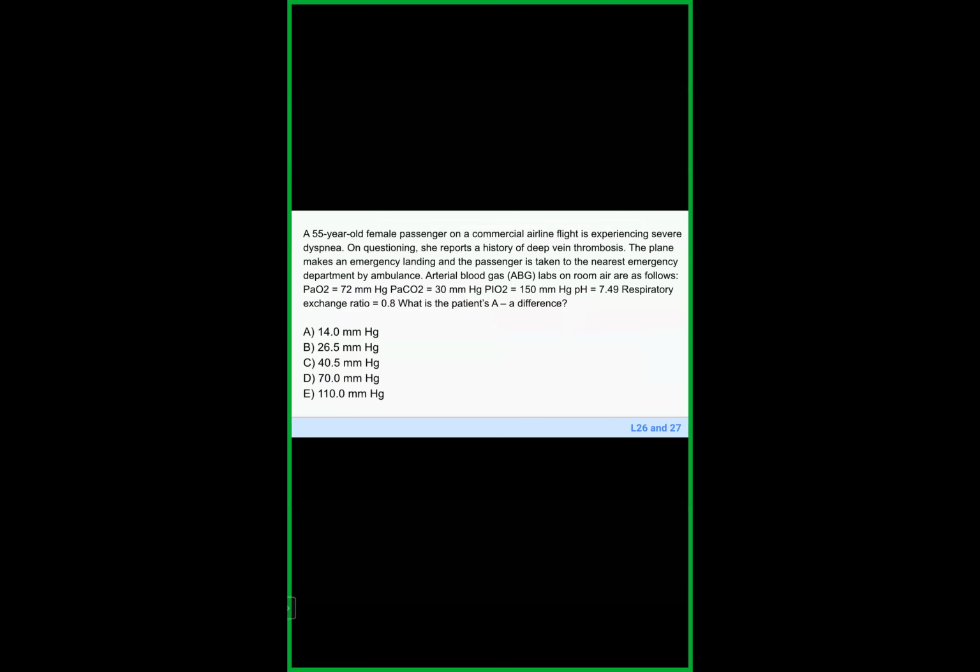Arterial PaO2 is 72 millimeters mercury. PaCO2, arterial CO2, is 30 millimeters mercury. Inspired O2 is 150 millimeters mercury. The pH is 7.49. Respiratory exchange ratio is 0.8. What is the patient's A-a difference?